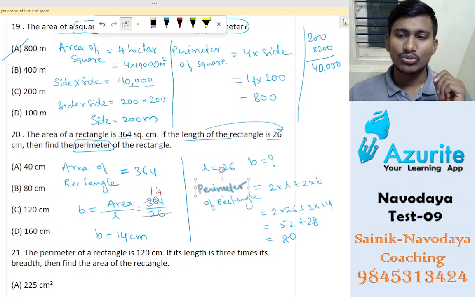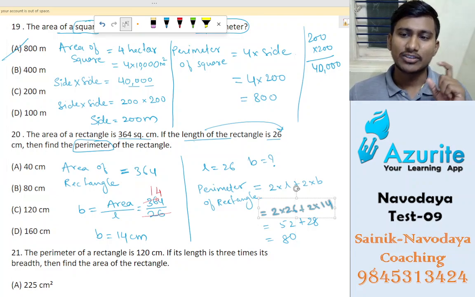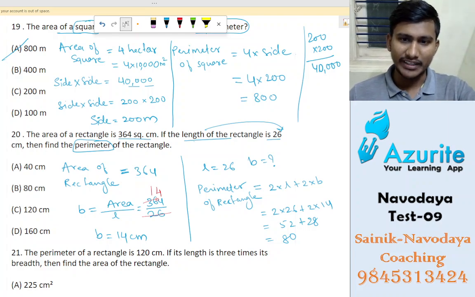That is 2 into length plus 2 into breadth. So 26 2s are 52, and 14 2s are 28. 52 plus 28 will be 80. So 80 centimeter will be the answer, option B. Okay, that is how you find it.